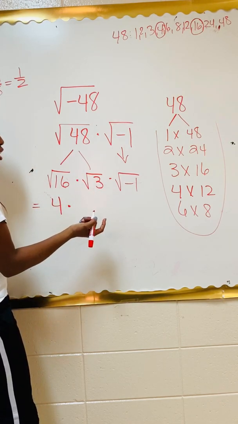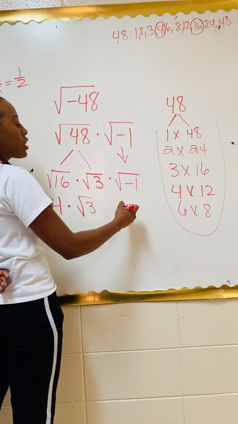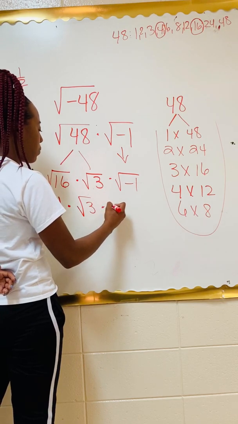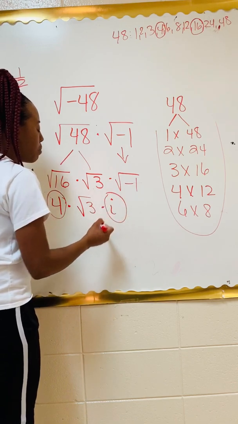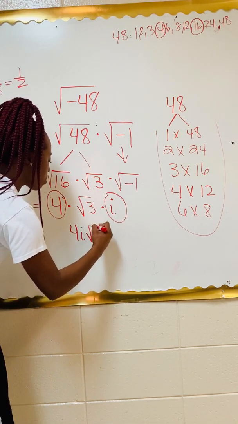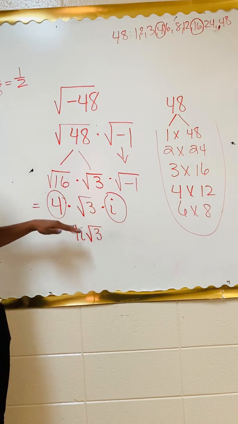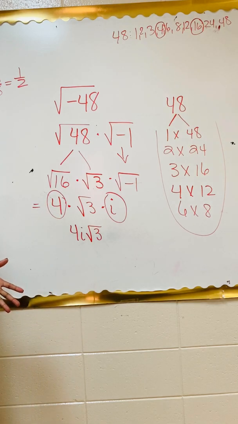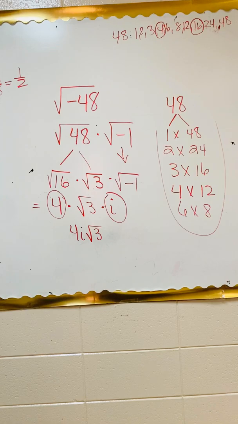The square root of 3 is a non-perfect square, so you just leave it as the square root of 3. And we know that the square root of negative 1 is always equal to i. So you always want to take that constant and the imaginary symbol i and put it together. So there's 4i, and then just bring down the square root of 3. As you can see, I no longer put the multiplication symbols in between, but I am multiplying. So that's the answer for that one. Yay!